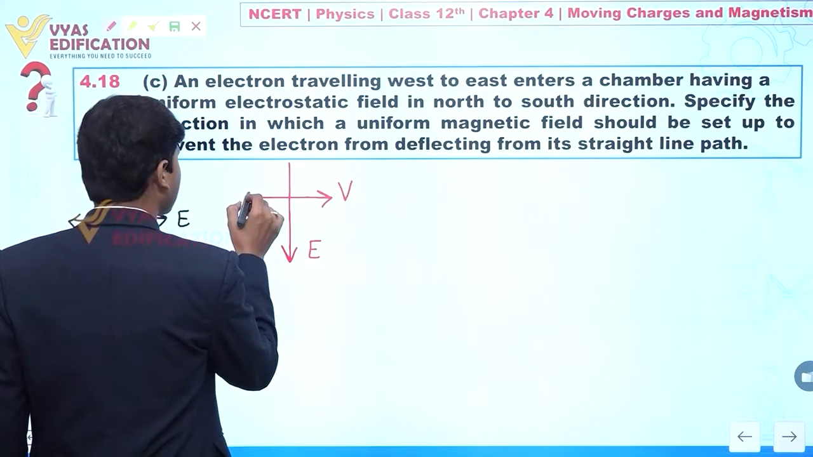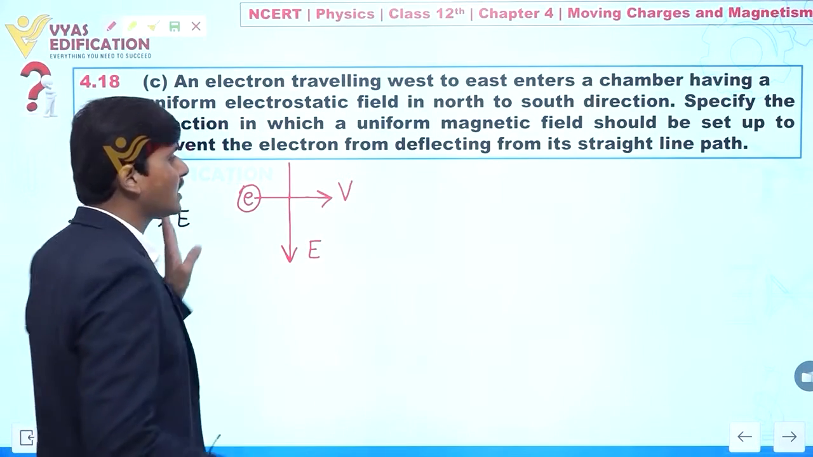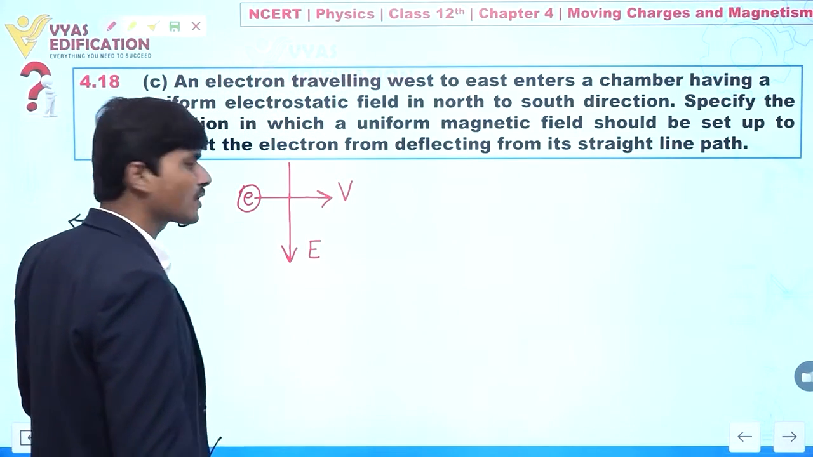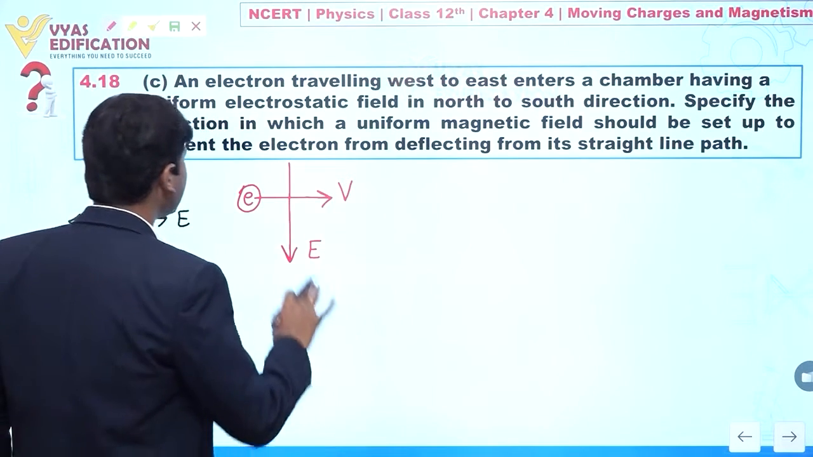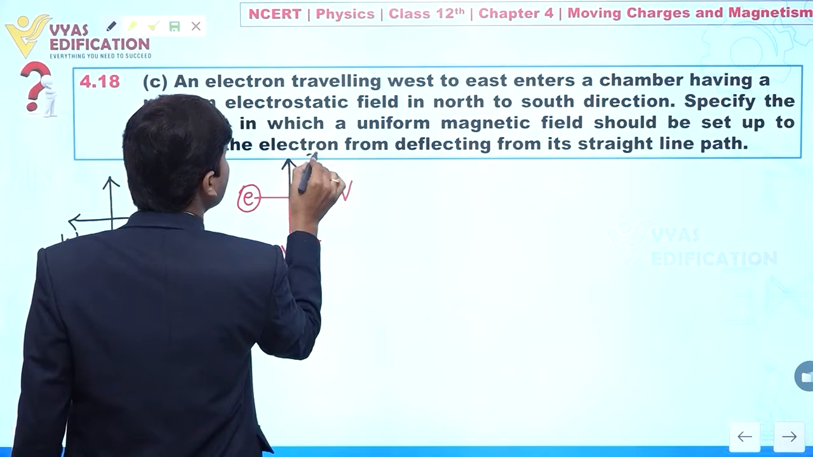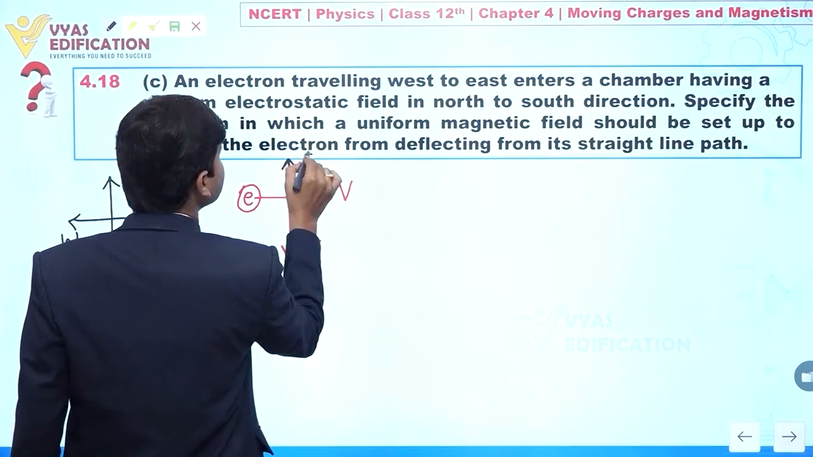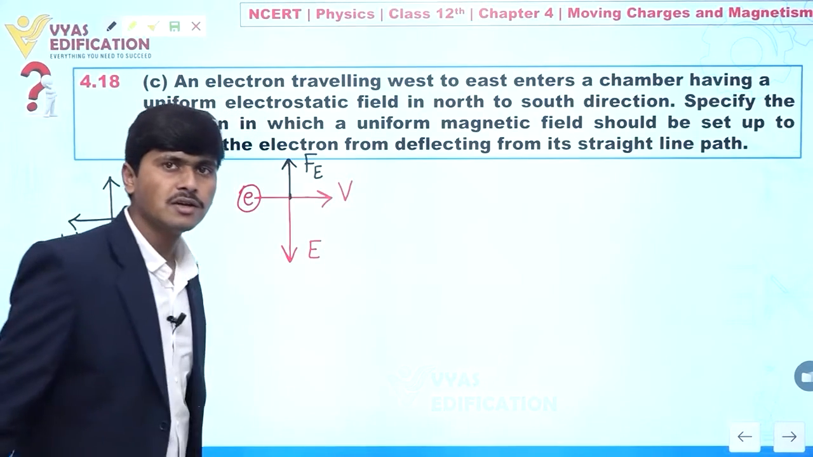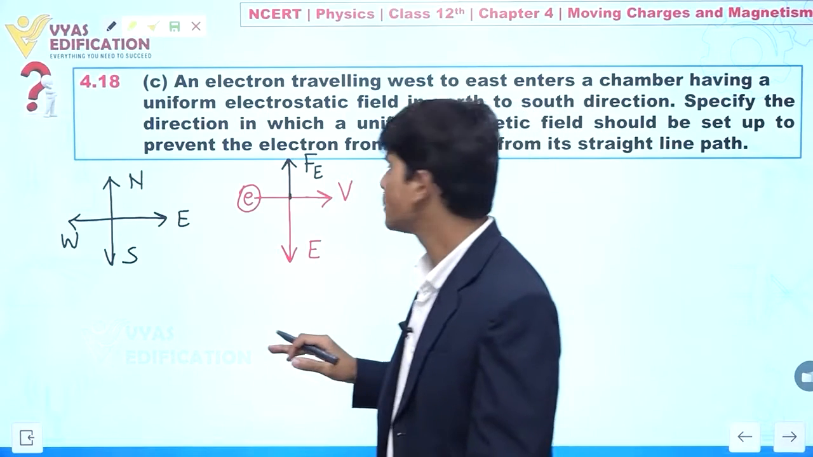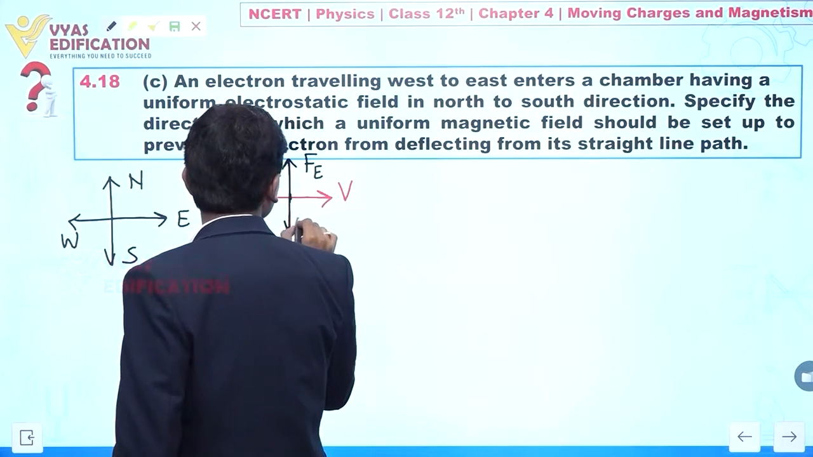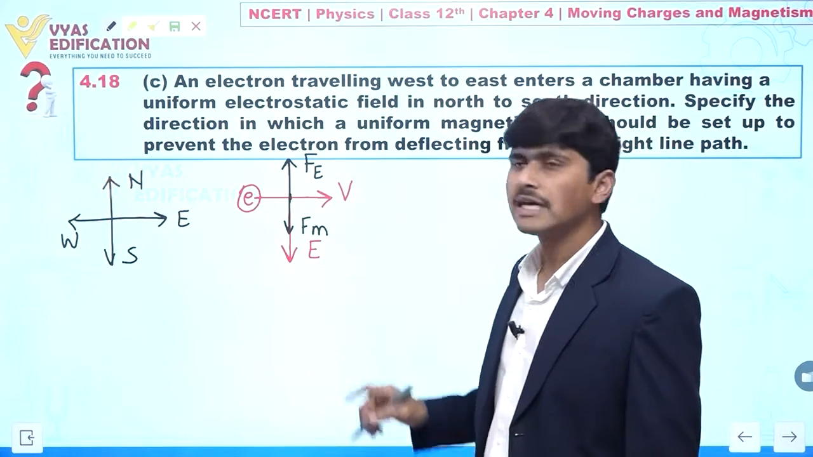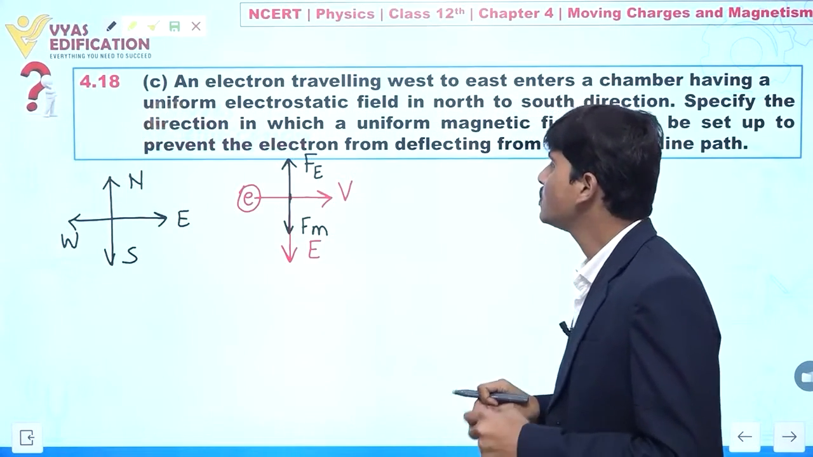Let's suppose the electron is going in this direction, and the electrostatic field is acting vertically downward, because this is the north-south direction. Because this is a negative charge, the electrostatic force will act in the upward direction. So this is Fe. If I want the electron to move without any deflection, the magnetic force should act in a downward direction, from north to south.